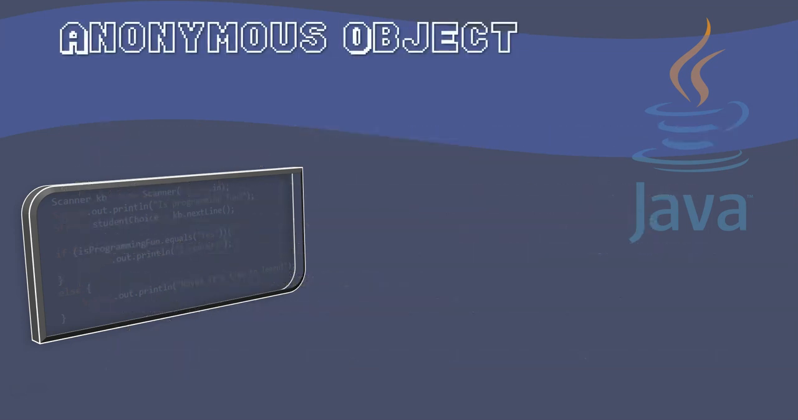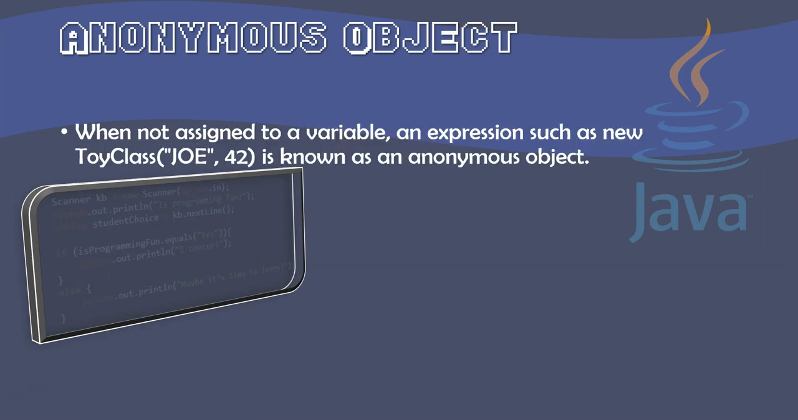So this gets us to what we call an anonymous object. When you are not assigning something to a variable, an expression such as new ToyClass("Joe", 42) is known as an anonymous object. Notice, again, new ToyClass("Joe", 42). Are we setting it equal to a variable? No. And because it's not equal to a variable, it's considered to be an anonymous object.